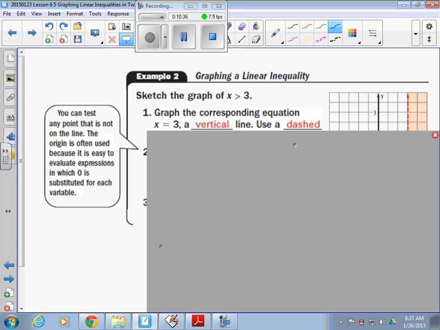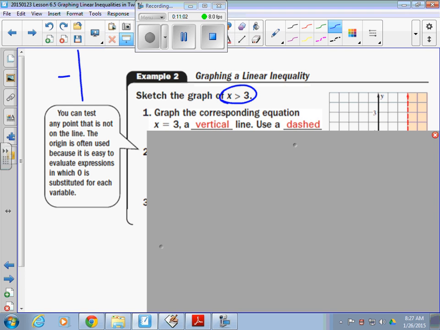Example 2. Sketching a linear inequality. When you're sketching graphs in two variables that only have one variable, I know that sounds funny to say that, but when you're sketching it in two dimensions, when it only has one variable, it's either going to be a vertical or a horizontal line. In this case, we're sketching x is greater than 3. Graph the corresponding equation. X is greater than 3.